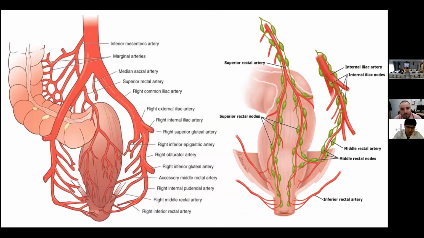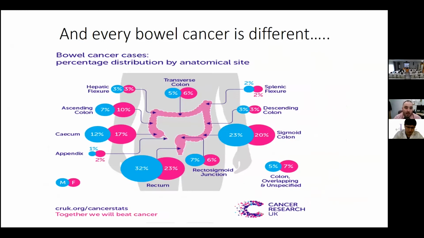As well, the rectum is a very interesting organ, mainly from the point that the lymph node basin is completely different from what is expected in colon cancer. And as I said last time, every bowel cancer is different. As you can see here, the distribution of bowel cancers between male and female patients is completely different, especially when we're talking about localization.